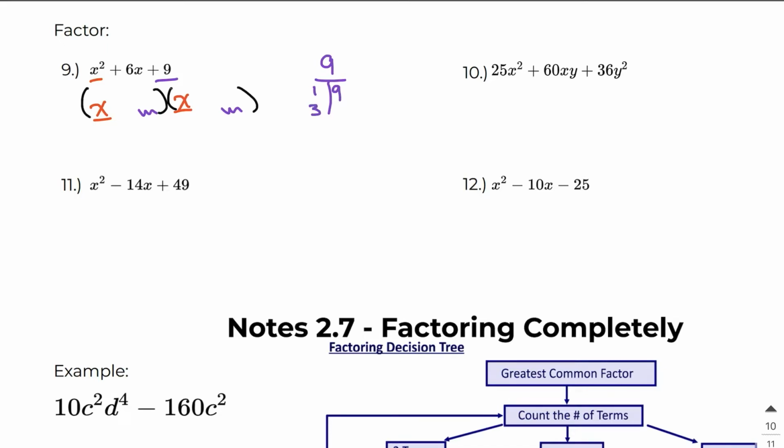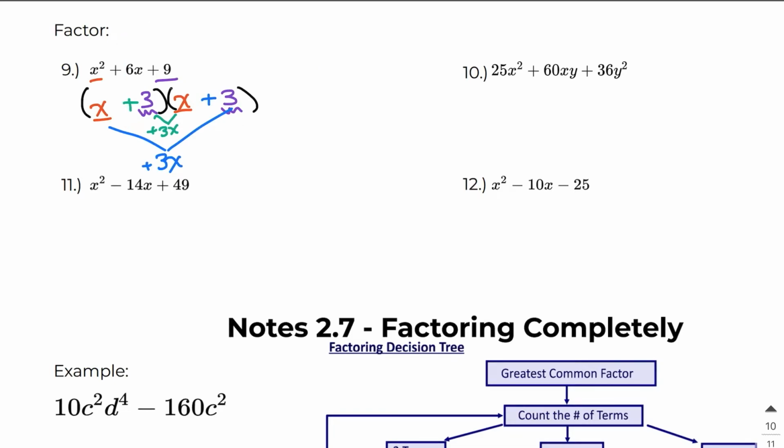So I could use 1 and 9 or 3 and 3. Let's try 3 and 3. So then my outside right here would give me 3x. My inside right here would give me 3x. If they're both positive, then I would get a positive 6x, which is exactly what I'm looking for right here.